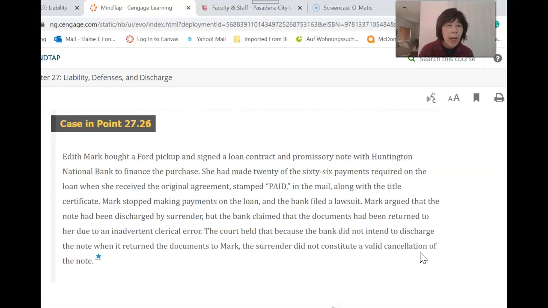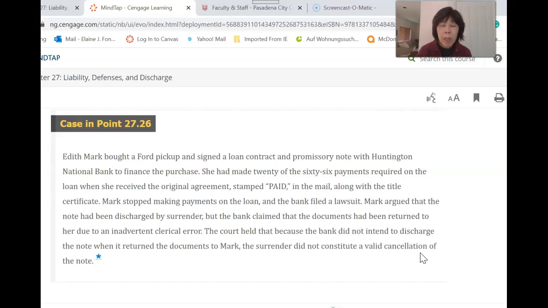27.26. Edith Mark bought a Ford pickup and signed a loan contract and promissory note with Huntington National Bank to finance the purchase. She made 20 of the 66 payments required on the loan when she received the original agreement stamped paid. This came in the mail along with the title certificate. So she got these things returned to her, the note and the title.